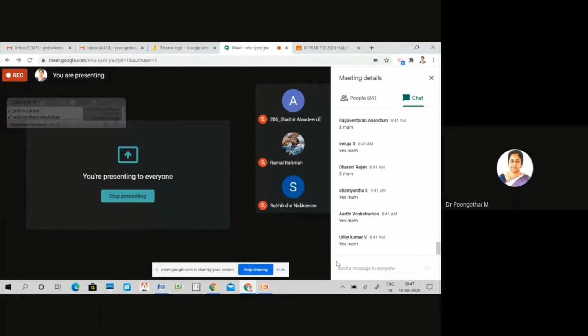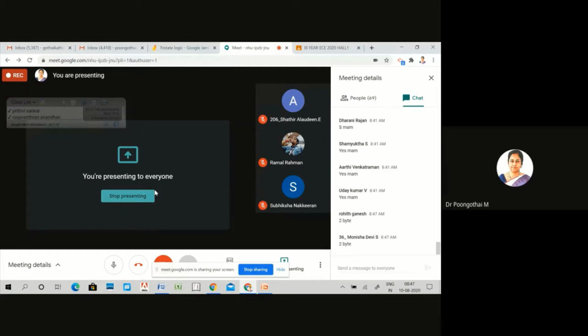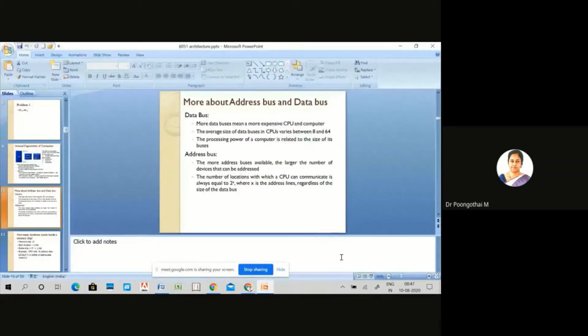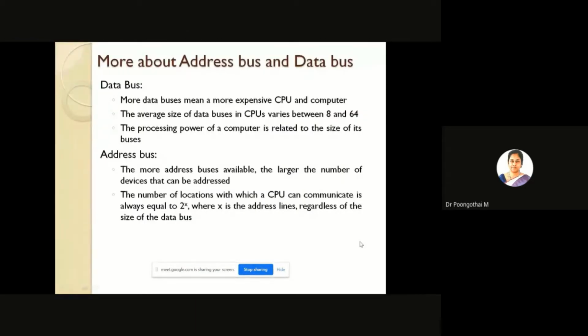So a 16-bit data bus means it can send out 2 bytes of data at a time, which is twice as fast. An 8-bit data bus means it can send out 8 bits, that is 1 byte of data, at a time, whereas a 16-bit data bus can send out 2 bytes at a time. Okay. So next one is the address bus.